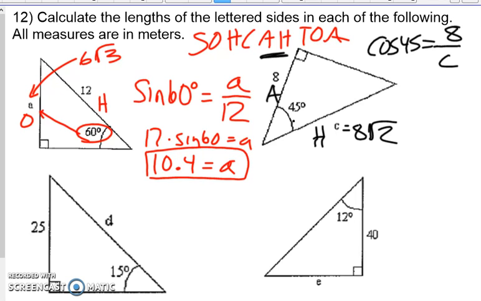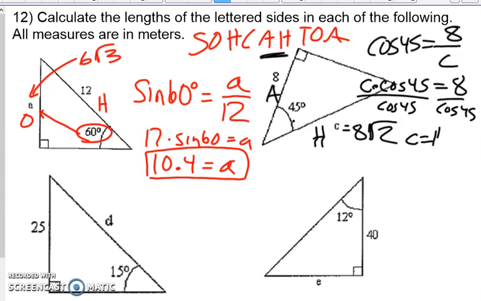Cross multiply, solve that. So I'd cross multiply to get C times cosine of 45 equals 8. Divide both sides by cosine of 45. I'd get C equals 11.3. Which again, if you type 8 root 2 into your calculator, it'll be right around 11.3.